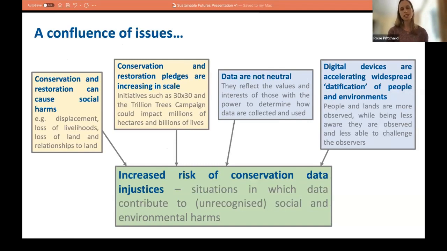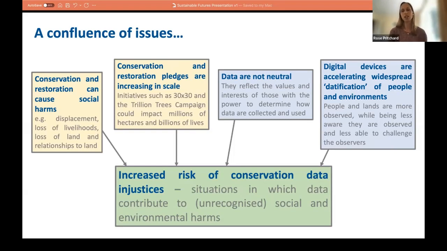The first one is that however well-intentioned they might have been, some of the actions taken in the name of conservation and restoration have been a source of social harm, and in some cases continue to be a source of social harm. Things like displacement, loss of livelihoods, loss of the land and relationships between people and land. And that's become even more important now that we're trying to upscale conservation activities.